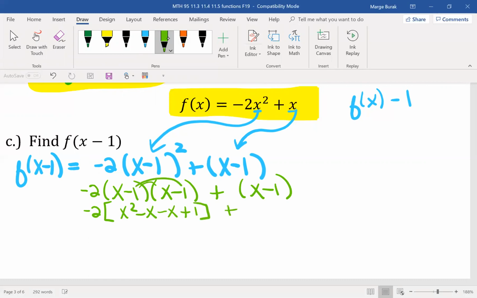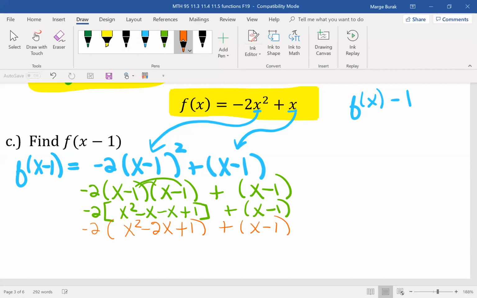Okay, and I'm just going to rewrite that. Now I'm going to simplify. Inside this, I have x squared, negative x, and negative x is negative 2x, and plus 1. I'm going to distribute the negative 2, so it goes on the x squared. Negative 2 times negative 2x is positive 4x. Negative 2 times plus 1 is negative 2. Plus, and there's nothing to distribute there except the positive 1.